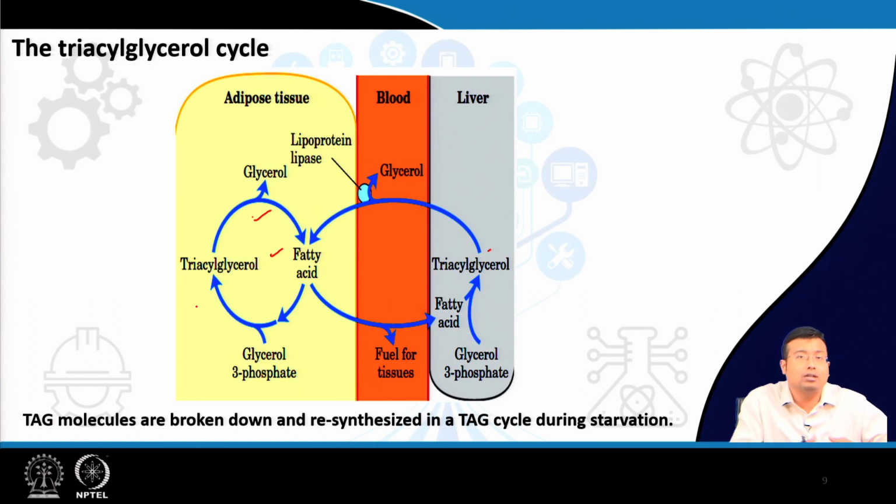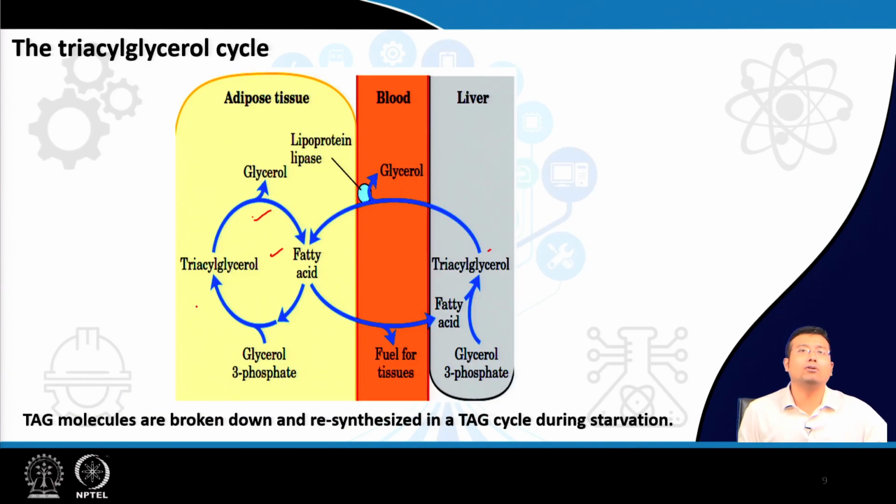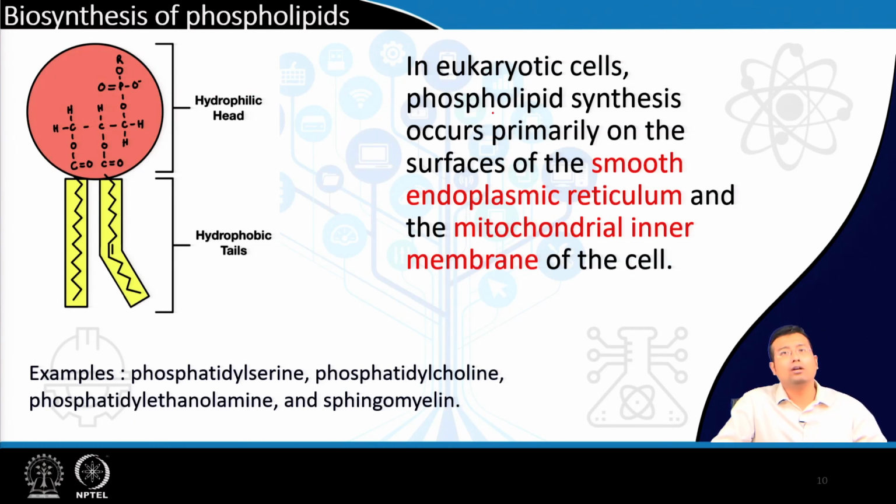So, during starvation, when the body needs more and more sources of energy, the molecule is broken down and utilized, and upon refeeding the whole thing can be resumed, right. So, this was all about triacylglycerol synthesis and the regulation of triacylglycerol synthesis. So, remember, in the triacylglycerol cycle the adipose tissue, blood and the liver, everything is involved. Now, we are moving on to phospholipids.